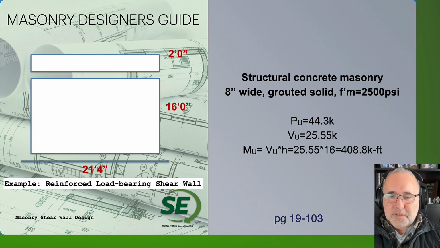And what we're going to do is use the Masonry Designer's Guide. We're going to look at page 19-103 from the Masonry Designer's Guide from 2016, just looking at a really simple 21-foot wall, 16 feet high, 2 feet to the top of the parapet. We have axial forces of 44.3, shear forces of 25.55, and a moment of around 408.8 foot-kips.